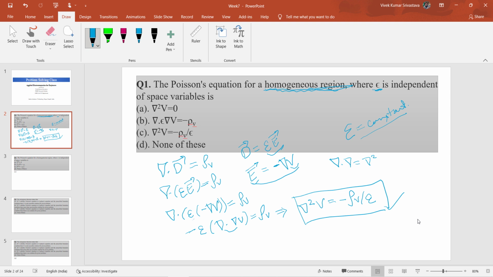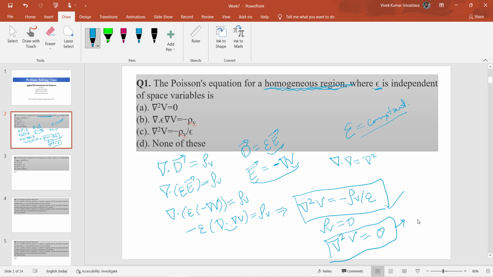A special case of this Poisson's equation is where rho V is equal to 0. Basically this defines the Laplace equation. So the Laplace equation is defined as del square V is equal to 0, whereas this other equation is the Poisson's equation. So option C is correct here.